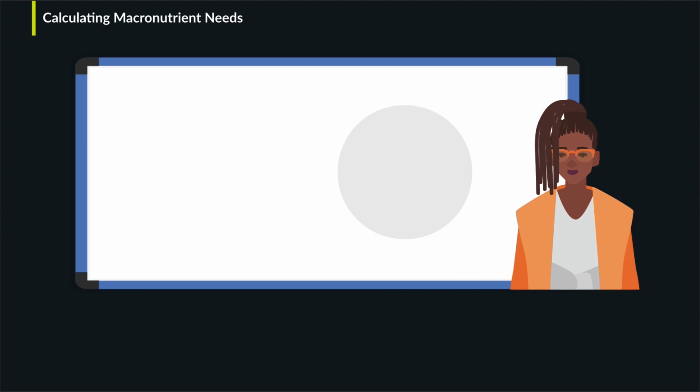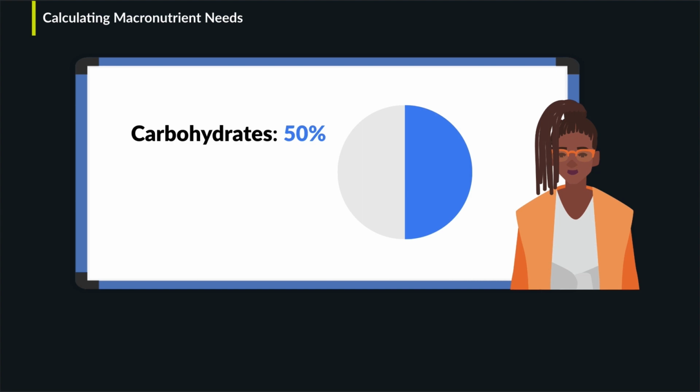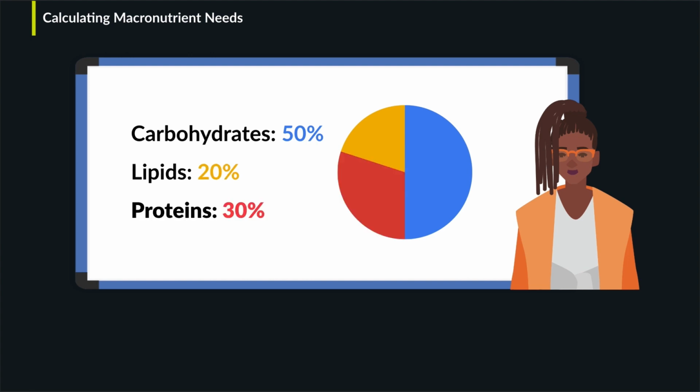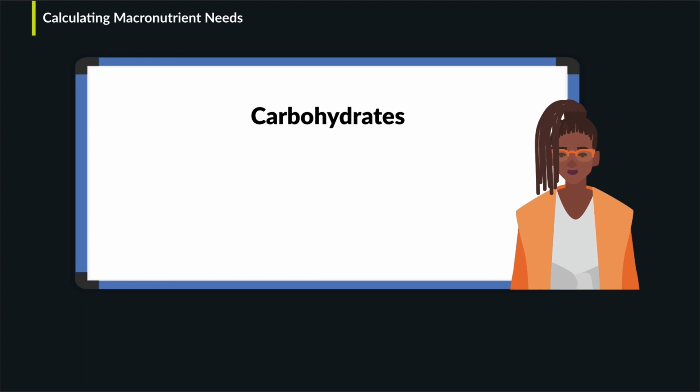This means we want carbohydrates to make up 50% of your calories, lipids to make up 20%, and protein to make up the final 30%. For carbohydrates, take the total number of calories needed, 1,800, and multiply that by 50%, or 0.50. So, we will need 900 calories a day from carbohydrates.